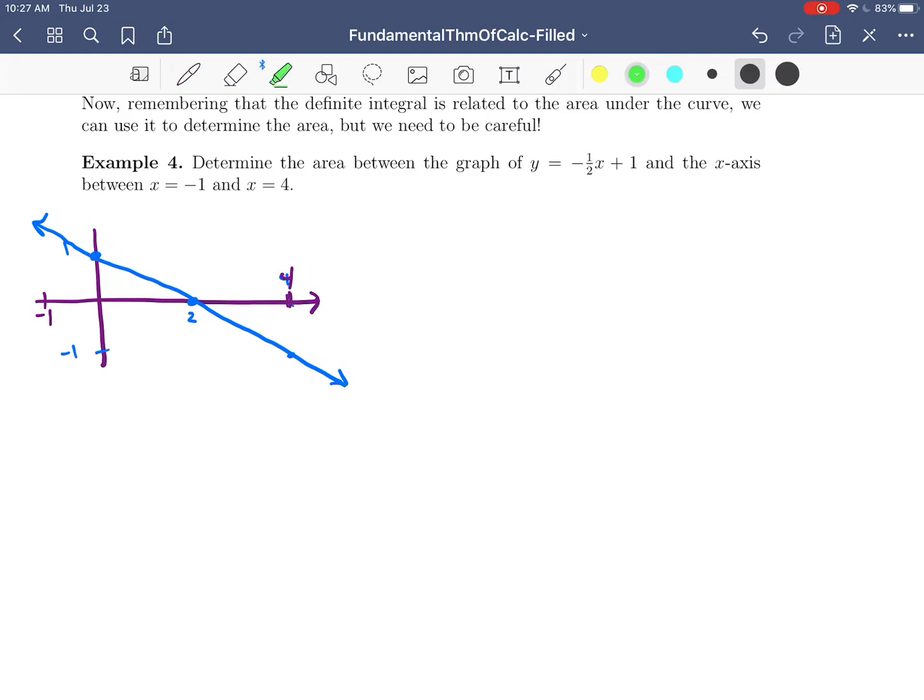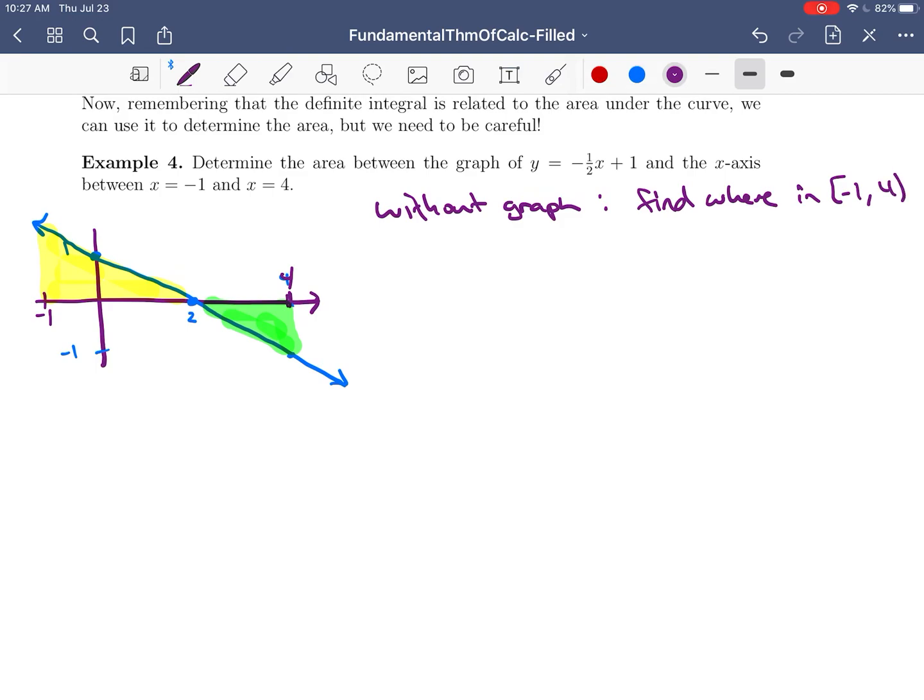Okay, so we can see that I'm going to have some positive area, but also some negative area. So I need to be careful here, and it switches at 2. Now, if you don't want to graph it, without the graph, we'd have to find where in the interval from -1 to 4, y, or f of x, is positive or negative.